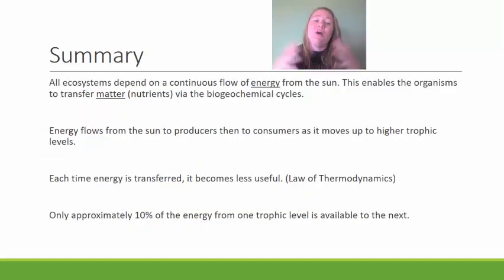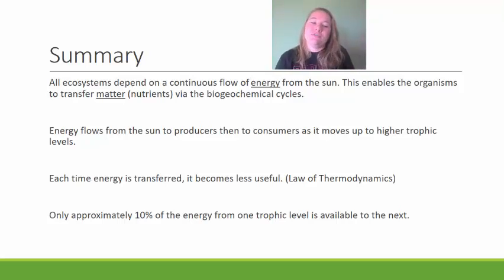So in summary, all ecosystems depend on this continuous flow of energy from the sun, and this enables organisms to transfer matter or nutrients through biogeochemical cycles. Now, I will make a brief side note. Organisms that live at the bottom of the ocean where they don't have sunlight go through a process called chemosynthesis to convert energy from chemicals to do their life processes, but that's totally separate. We're kind of ignoring that right now.